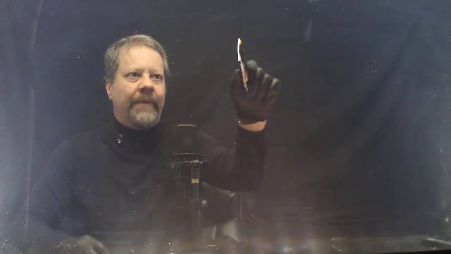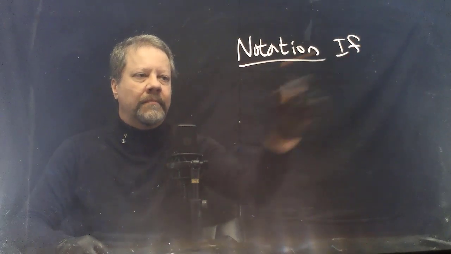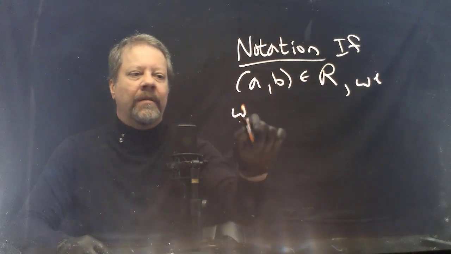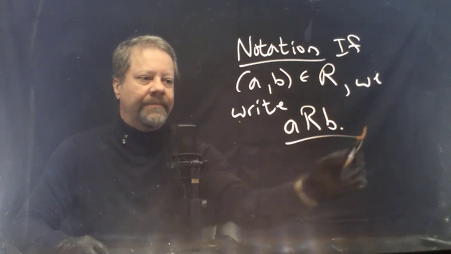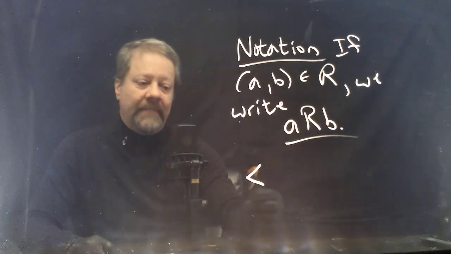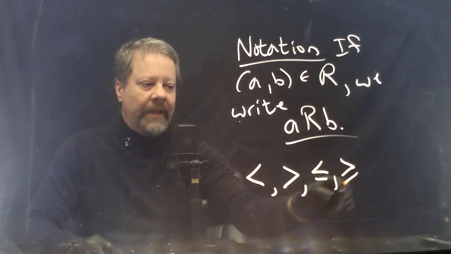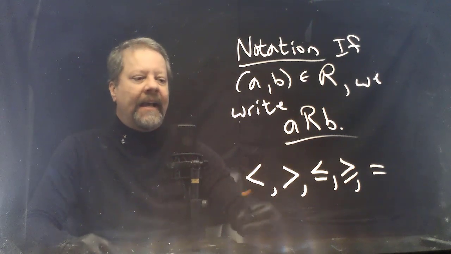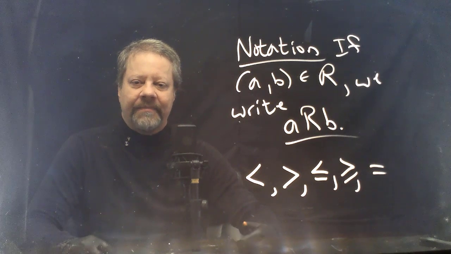We also have the following notation. If AB is an element of a relation, we write A is related to B. There are various classical relations that you might be aware of: less than, greater than, less than or equal to, greater than or equal to, and also just equals. These are all relations, and we can have A less than B, or A is greater than B, et cetera.